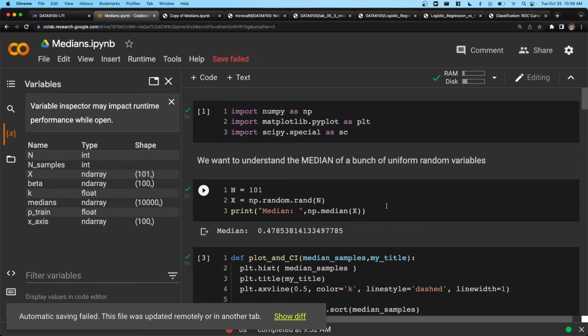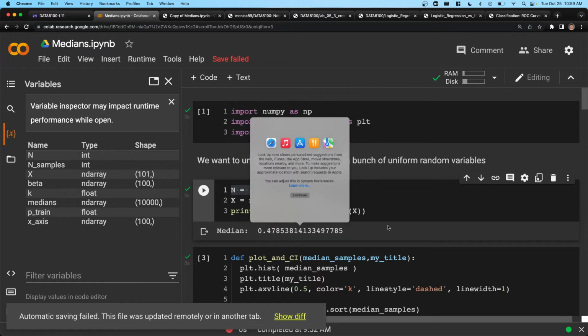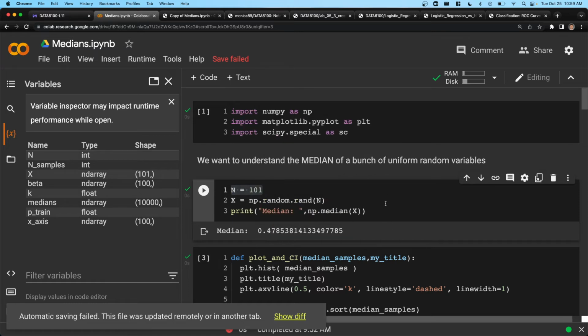So it's a very theoretical problem, and I'm going to start with 101 points. I'm going to start with 101 points, and I'm going to take their median. So I generate 101 points. They're between 0 and 1, so the true median is 0.5, and the median for the sample that I got was 0.47. And so I was only off by 0.02. I was pretty close to the actual median.